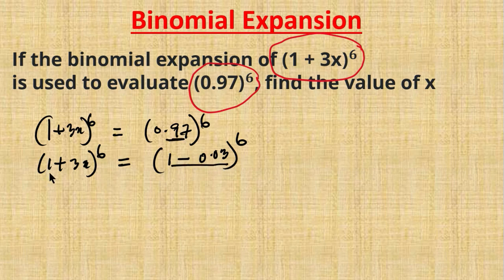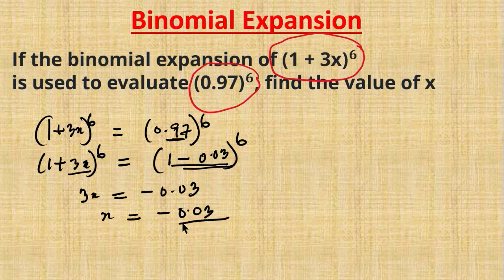Now, when we take both expressions, you will see that your 3x is equivalent to minus 0.03. Don't leave out the negative sign. So we're saying that 3x is the same thing as minus 0.03. So that x, as simple as possible, will be minus 0.03 all over 3, which is equal to minus 0.01.